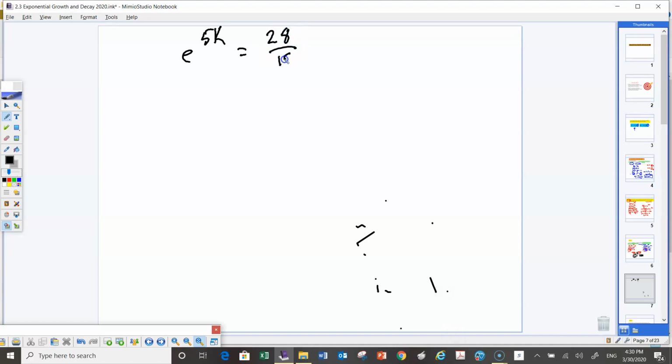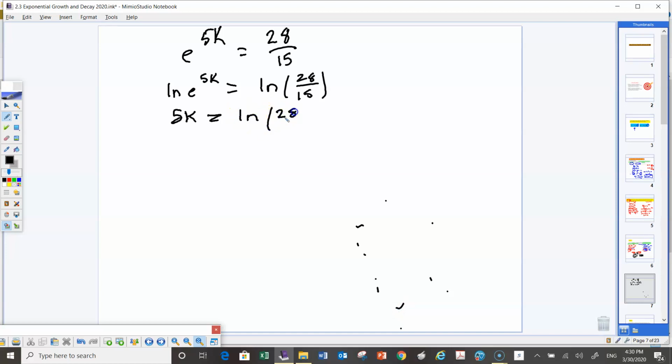over 15. And again, to solve the exponential equation, I need to take the logarithm of both sides. So we'll take the log of both sides. So ln of e to the 5k is going to be ln of 28 over 15. The 5k will come out front, and ln e is equal to 1. And now divide by 5 or times by 1/5. So k is going to be 1/5 ln 28 divided by 15. So there's your value of k.